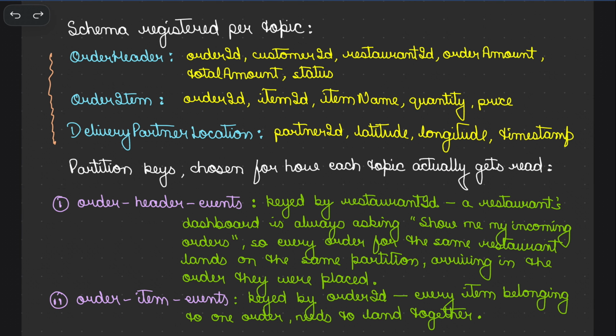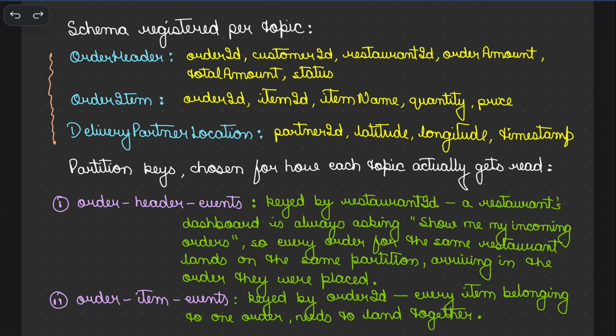Now the next step is the schema registered per topic. So for the order header, if you haven't watched my first and second video of Kafka, please go and watch. There I have explained what is Avro, what is the schema registry, how we can register the schemas, and what is the complete flow that is happening if we are going with Avro, what is the benefit of Avro over JSON. That is all discussed in the first video. You can all go and watch it.